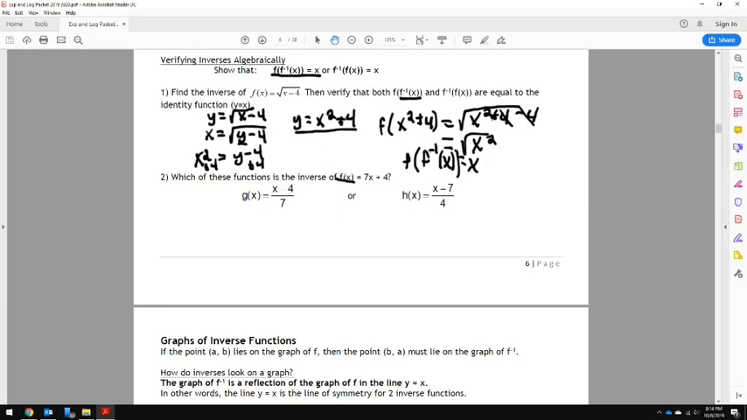So it says which of these functions is the inverse of 7x plus 4. So we take this equation, set it equal to y instead. So let's check. y is equal to 7x plus 4. Interchange x and y. Then we go ahead and resolve for y again. Subtract 4 from both sides.